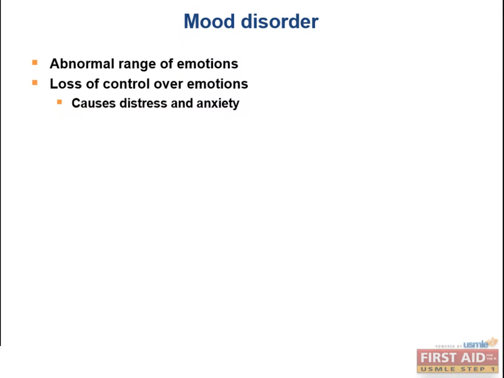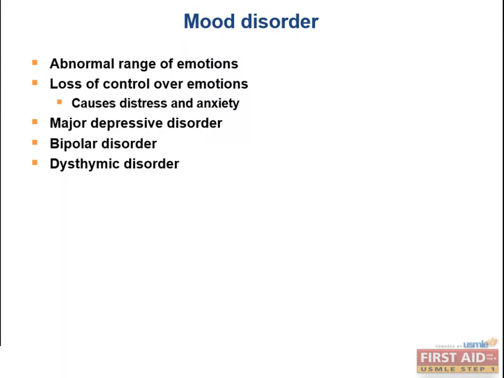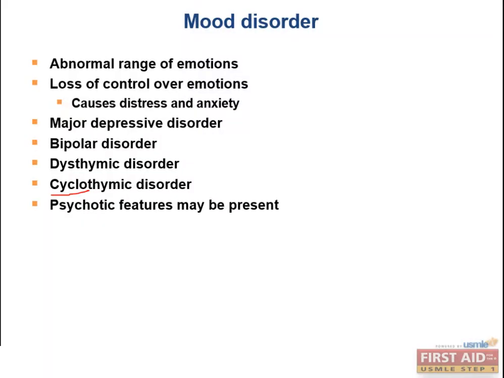Now, there are different types of mood disorders, and these include major depressive disorder, bipolar disorder, dysthymic disorder, which is a chronic feeling of depressed mood, cyclothymic disorder, which is an alternating state of hypomania and moderate depression, and that cyclo gives you the clue that it's cycling between hypomania and moderate depression. It's also important to realize that psychotic features like hallucinations and delusions may also be present.